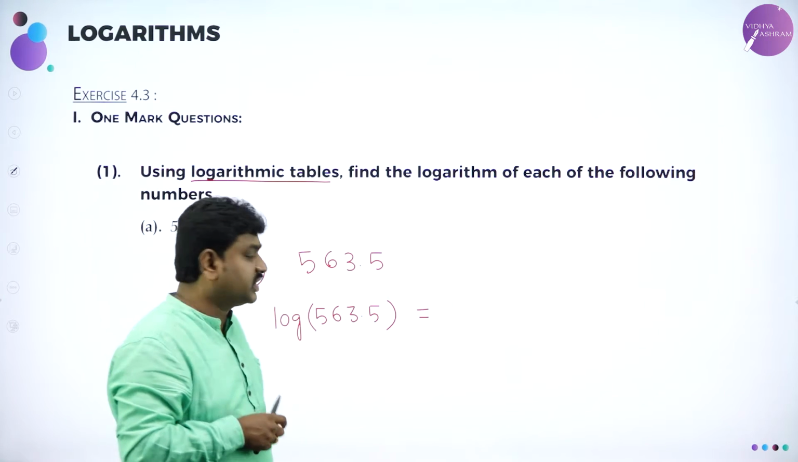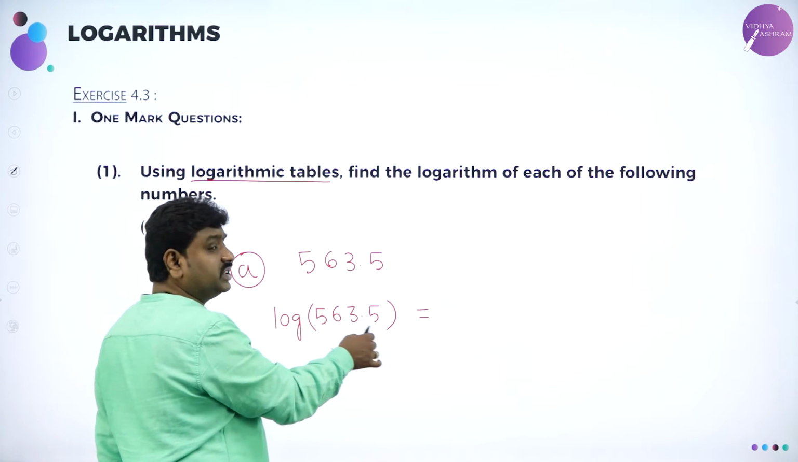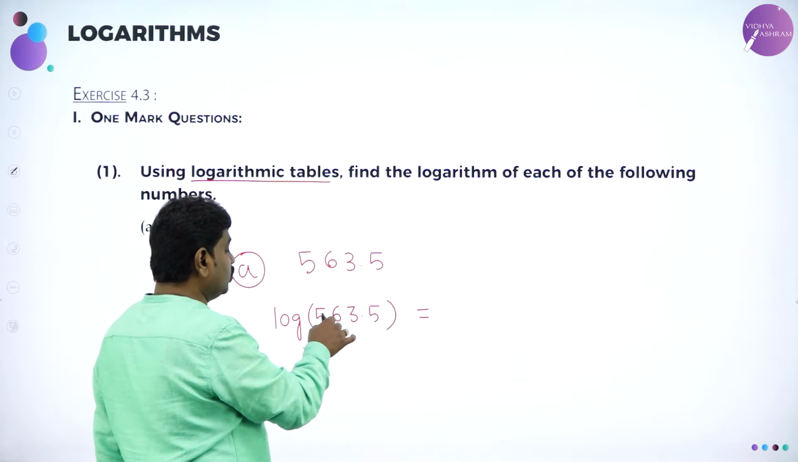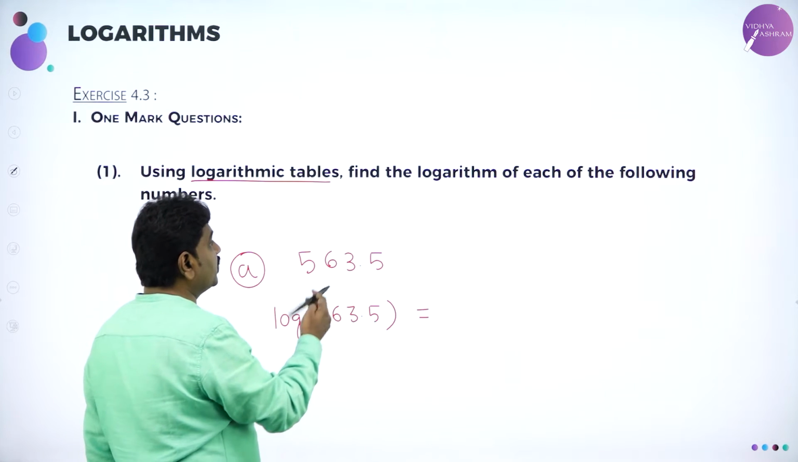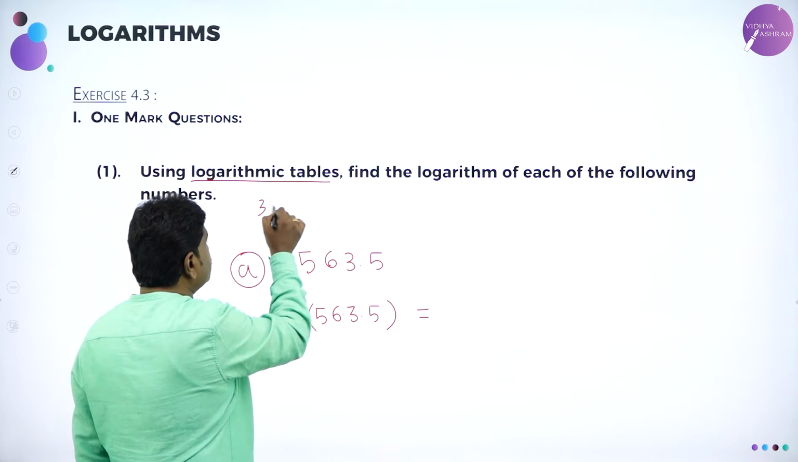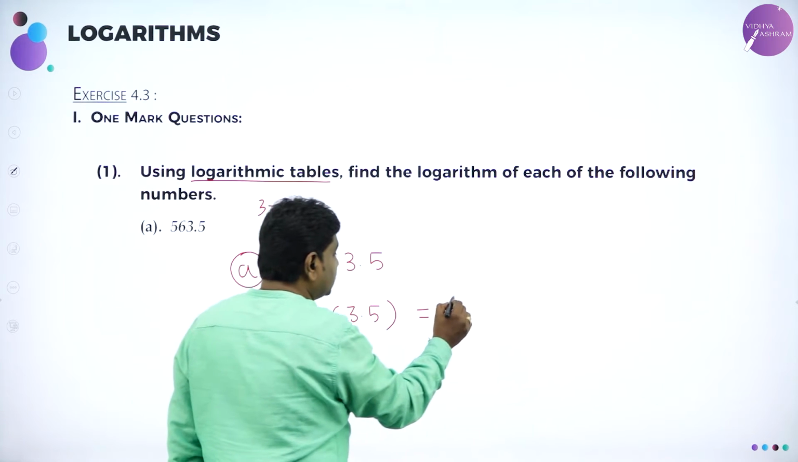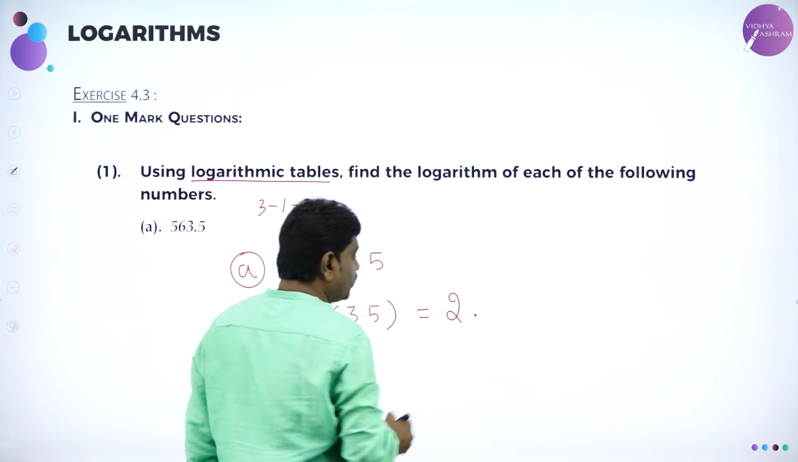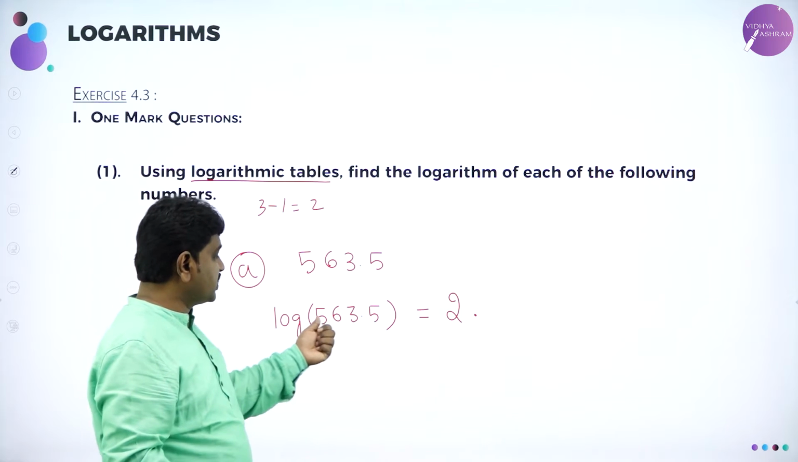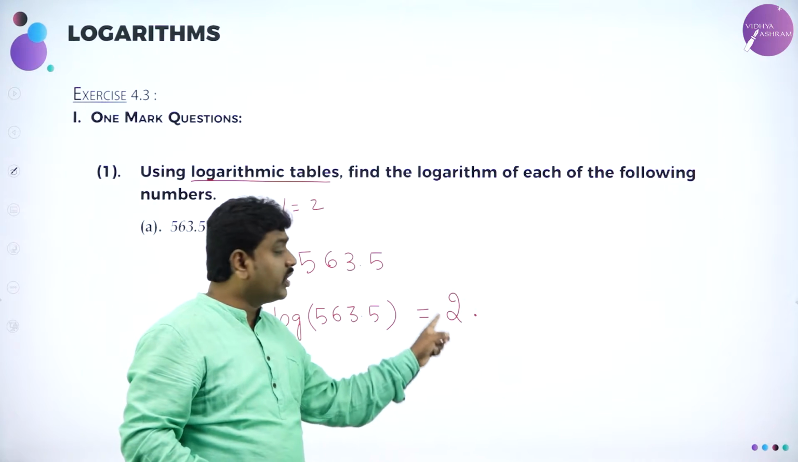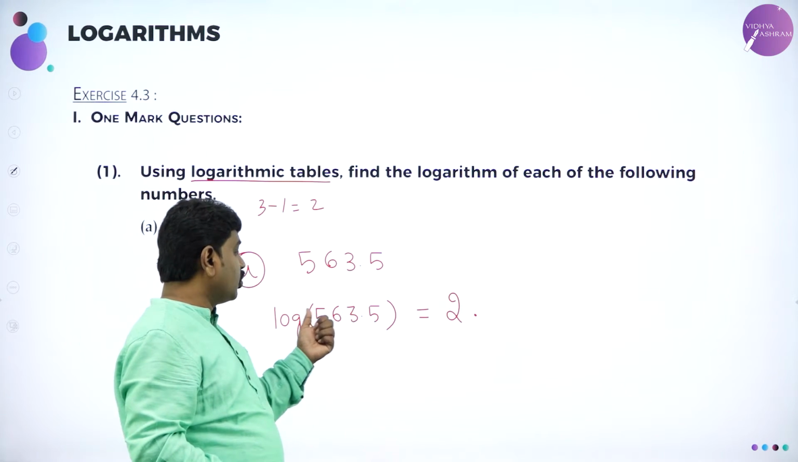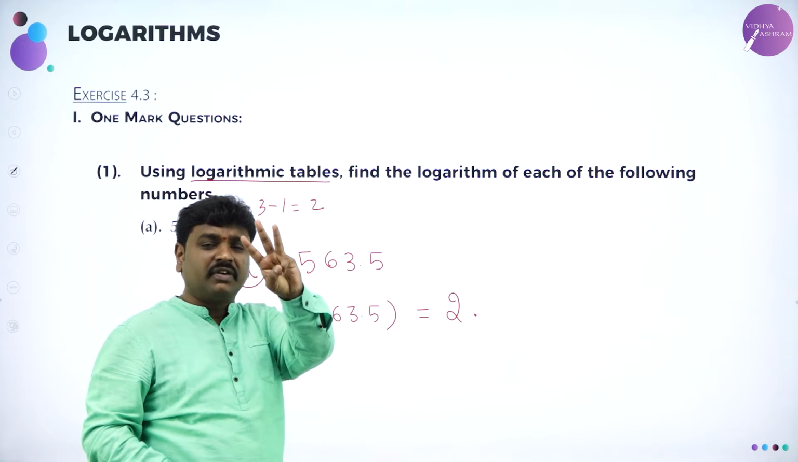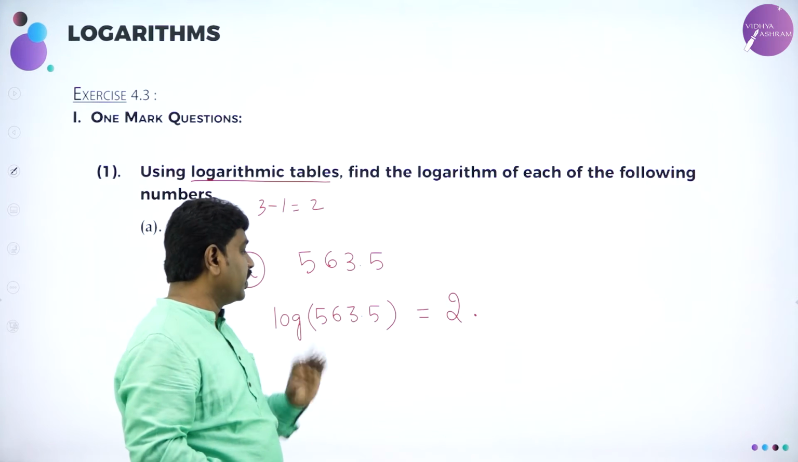How to find the characteristic? Before the decimal, how many digits are there? 1, 2, 3. 3 digits minus 1. 3 minus 1 gives you 2. So the characteristic is 2. The log of 563.5 starts with 2 point. How did I write 2? Before the decimal there are 3 digits. Number of digits minus 1 gives 2 point.